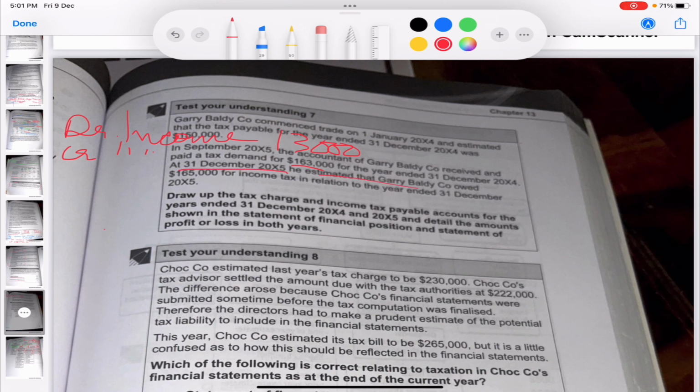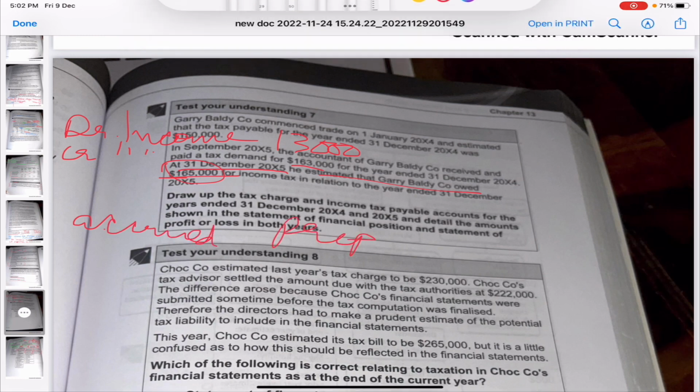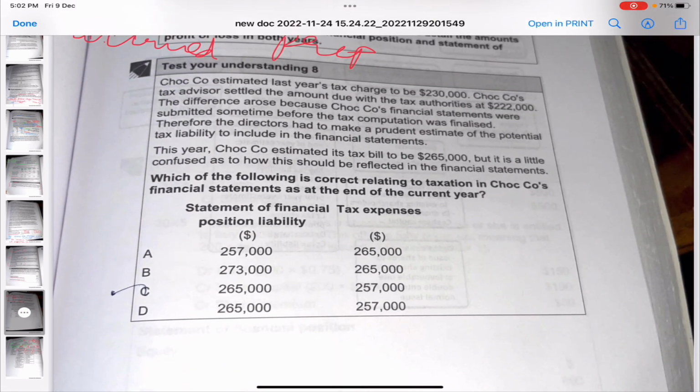At 31st December, he estimated that Garibaldi owed 165,000 for income tax in relation to the year 31st December 2005. Fine. So now this is just a normal entry again. Debit income tax charges, credit liability 165,000. I hope there is no doubt in this, and I hope you know that accrued interest, prepaid interest, all of that which we have discussed in the previous chapter, keep that in your mind as well.